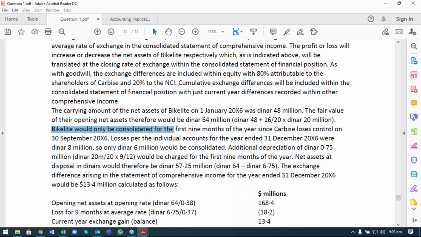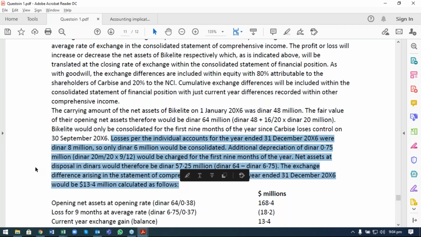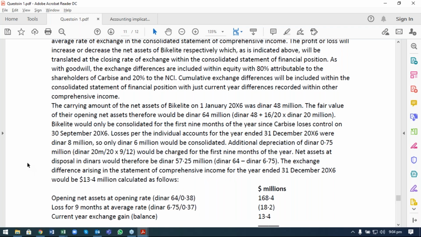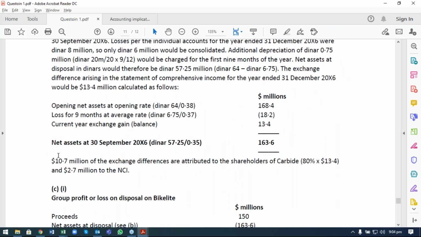Then Backlight would only be consolidated for the first 9 months, since Carbise loses control on 31st December. So the additional depreciation should be charged for the 9 months as well. Are you getting the point? Yes, this was already mentioned within this section, right? So this is how you need to explain. I'm not going to discuss the rest because it's the whole explanation of what we have done.